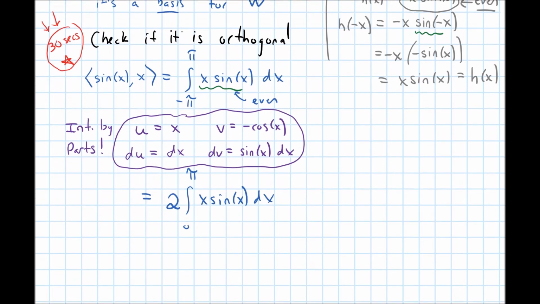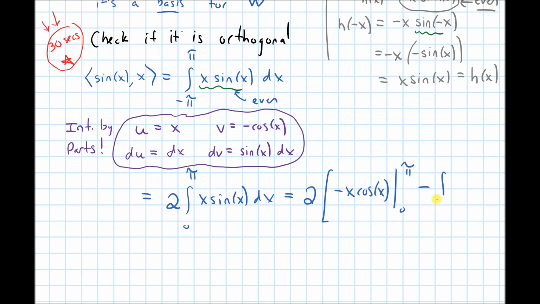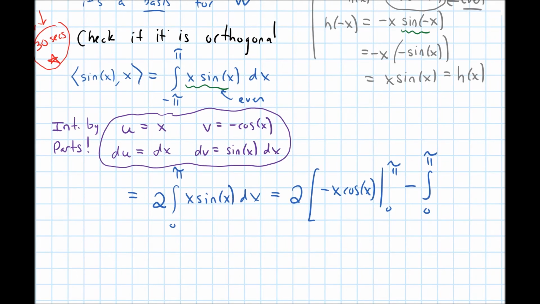All right, so now let's apply integration by parts. So we have this 2 in the front, and now when we do integration by parts, we first write u times v. So that's negative x times cosine x. I got to apply my limits of integration, which are 0 and pi here. And then minus the integral 0 to pi of v du. So that's negative cosine x dx.